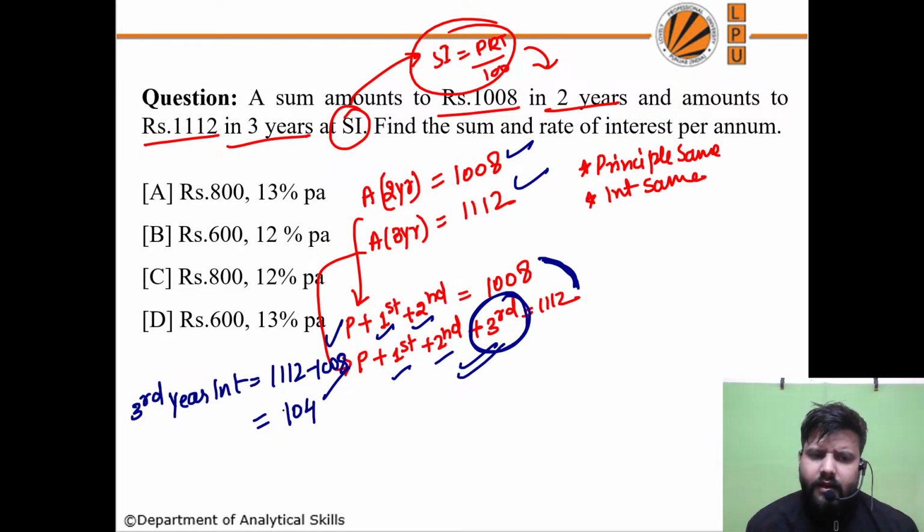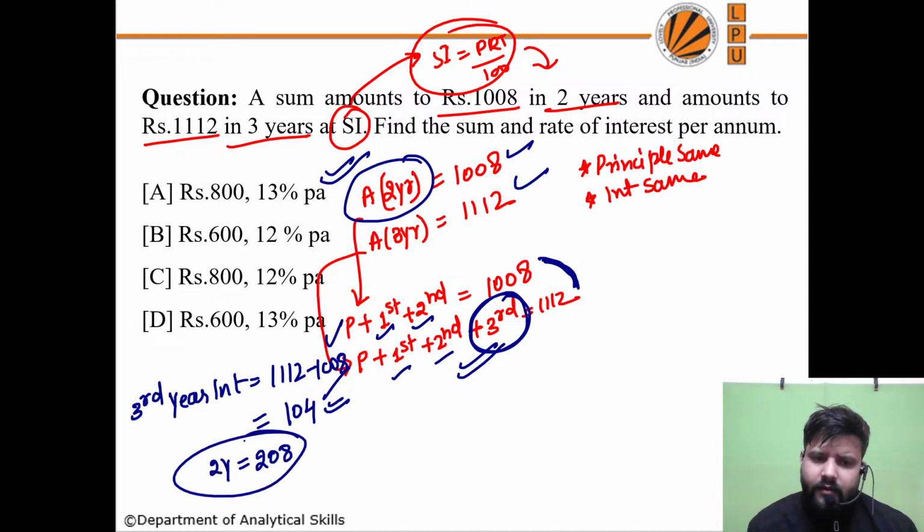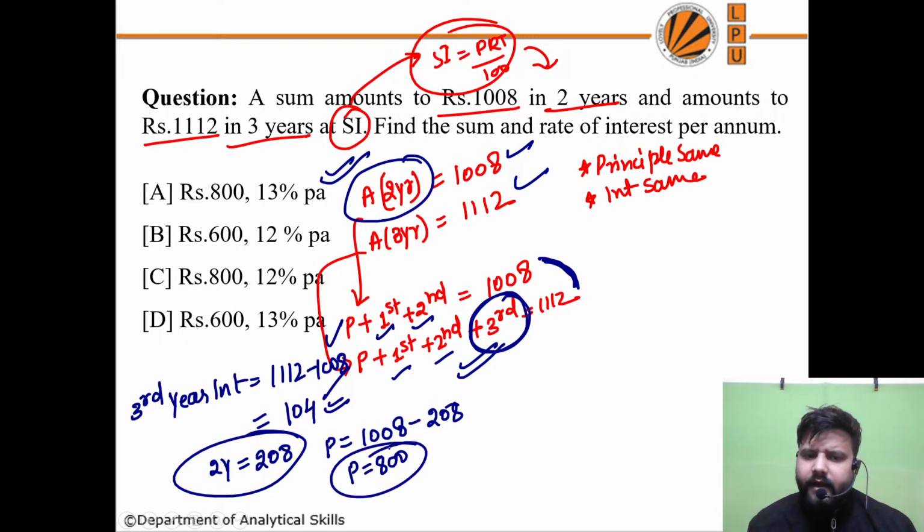It is 104. Now, if you have 104 as an interest, can you calculate the principal now? We have the amount for 2 years. If we subtract the interest of 2 years from it, we will arrive at the principal. So if 1 year interest is 104, so 2 year interest would be 208, isn't it? Now the principal would be 1008, which is your amount, minus the 2 year interest, which is 208. So your final principal is 800. Getting it?